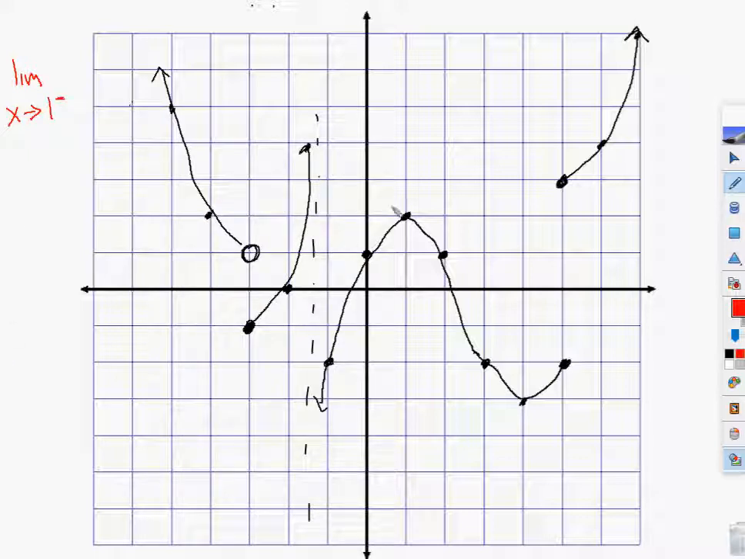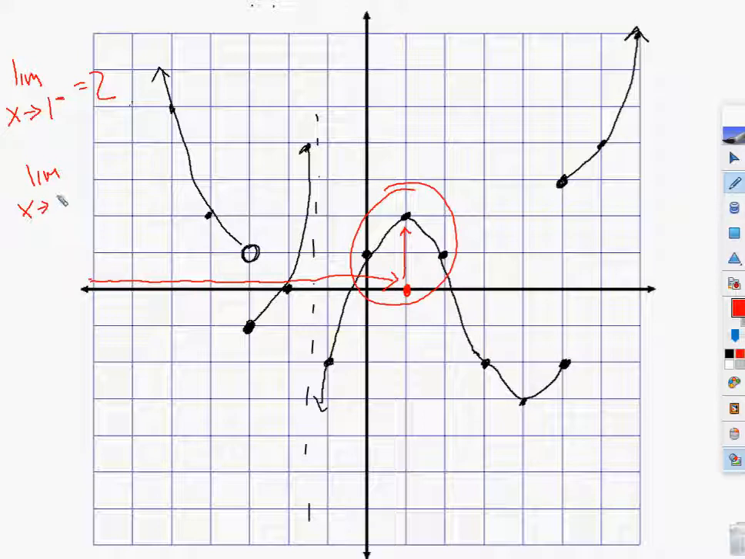Okay? So x is 1 right here, yes? And from the negative side, that means I start over here and I look at what's happening to the function as I get close to 1. Now really, all of this stuff's not going to matter. I'm really concerned with what's happening around here. As x gets close to 1, what happens to my function? It appears it is getting close to 2. Equals 2.